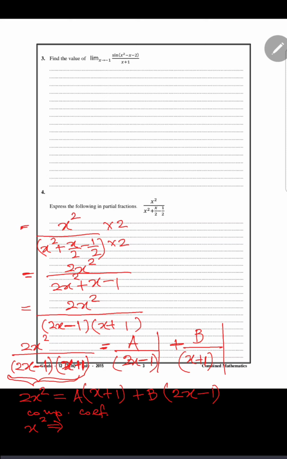Oh, I have made a mistake here. First, before factorizing, we have to consider the degrees of the numerator and denominator. Here the degree of the numerator, that means the term with the highest index for x, is 2. So the degree is 2. In the denominator, the term with the highest index for x is also 2. So both degrees of numerator and denominator are the same. Then apart from these two usual partial fractions, we have to place a constant. So that constant is k.